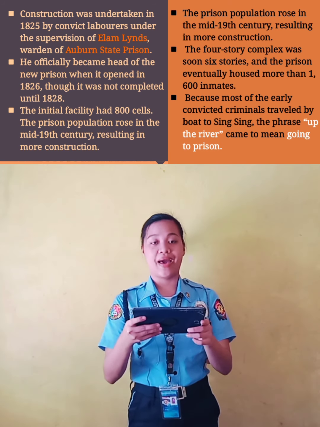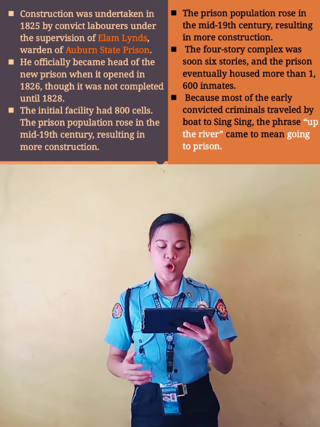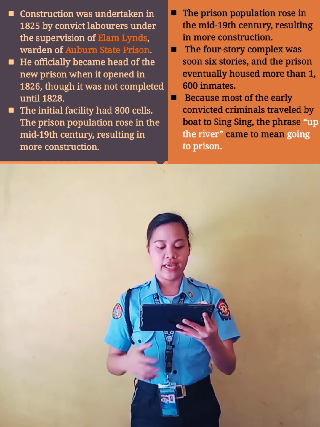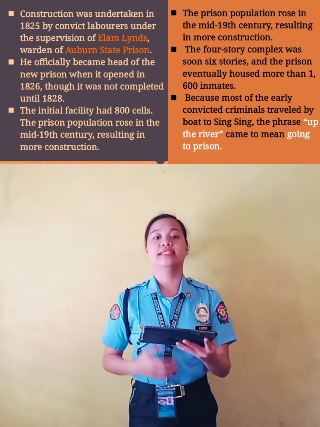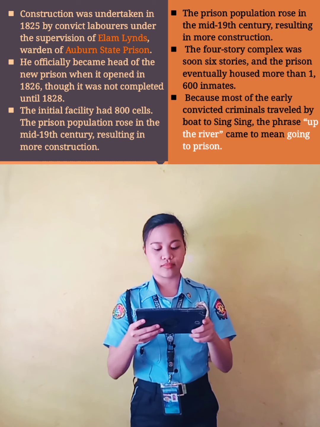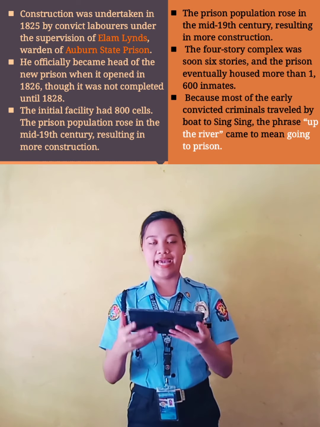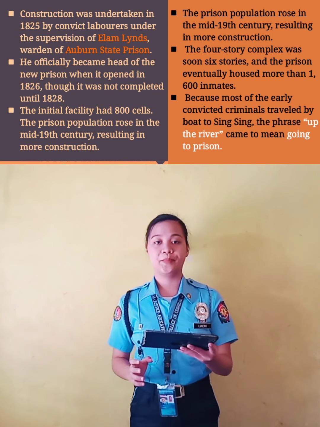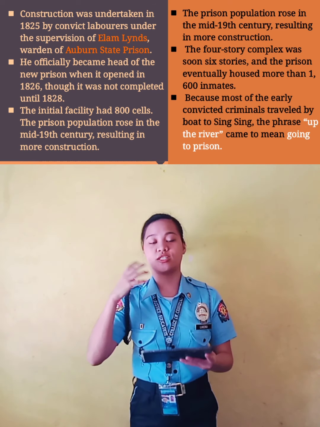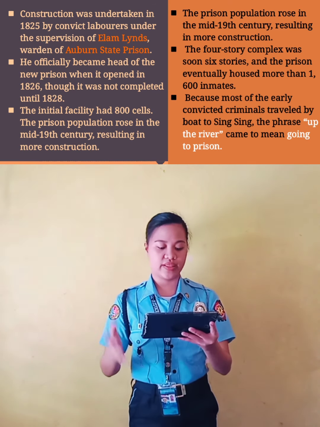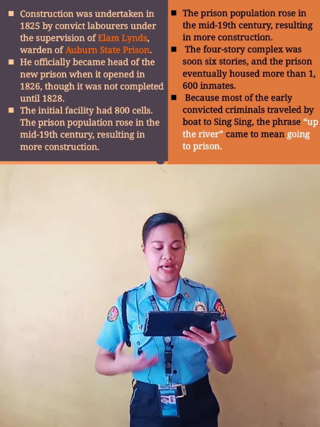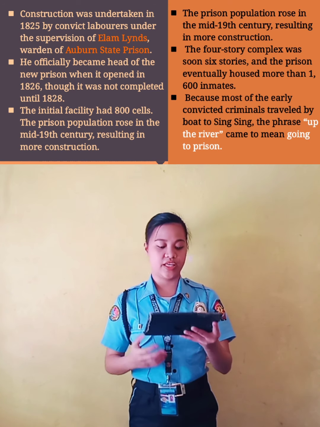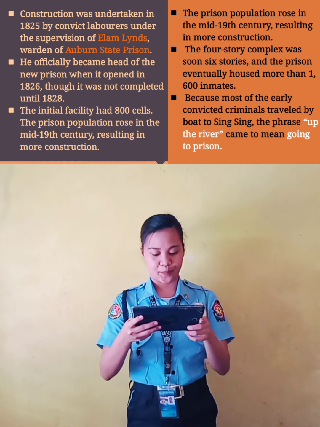He officially became head of the new prison when it opened in 1826, though it was not completed until 1828. The initial facility had 800 cells. So Sing Sing Prison has 800 cells, and it was constructed in 1825, headed by Elam Lynds, though it was not completed until 1828.